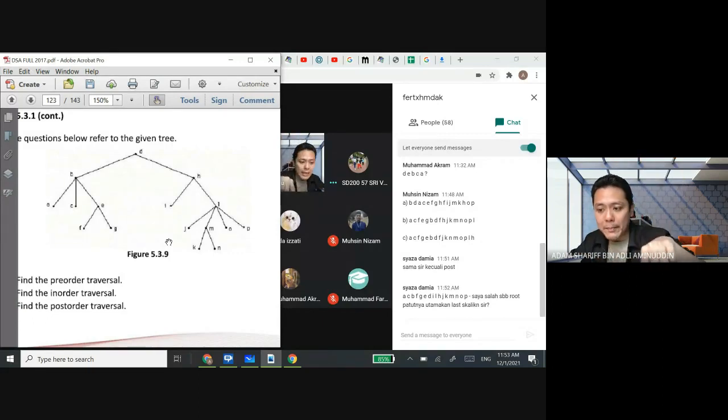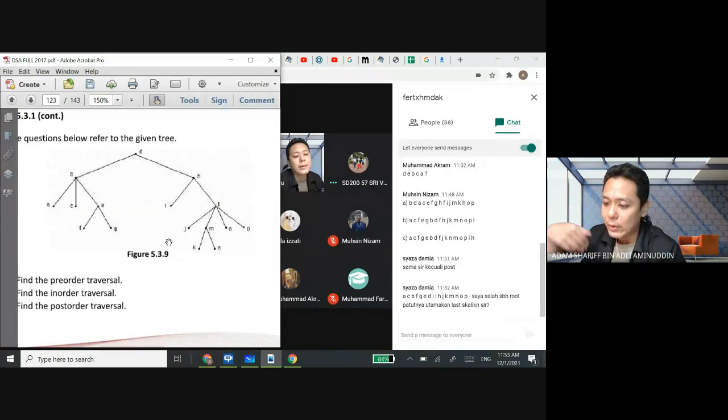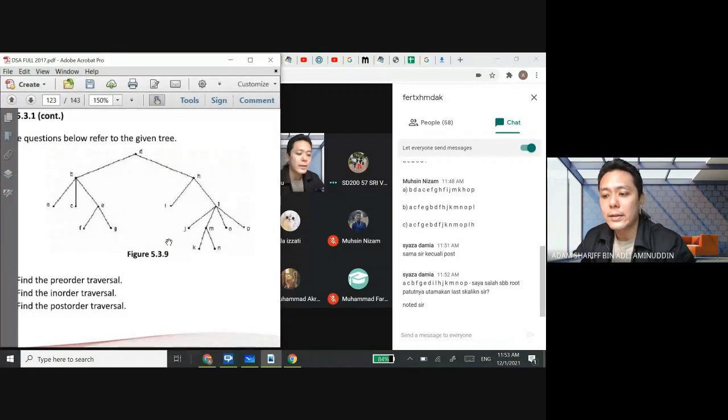So the first root tu saya dah nampak dah. Left, right, kamu terus ke root. Habiskan semua bahagian bawah tu. The root should be the last. Yes. Thank you so much.